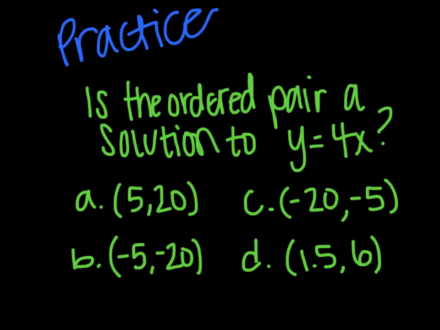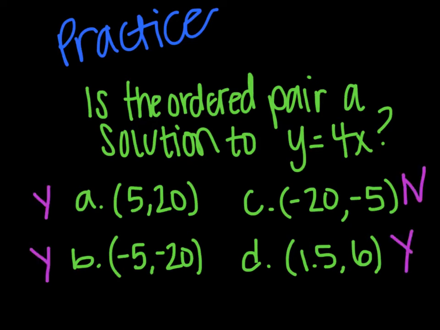Alright, I will let you practice it this time. You have 4 different possibilities, and you are going to say whether each one is a solution to the ordered pair of y equals 4x or not. So letter A, yes or no, B, yes or no, and so on. Be sure to show all of your work when you are evaluating these options. And then you can check in with me for the answers as soon as you're done.